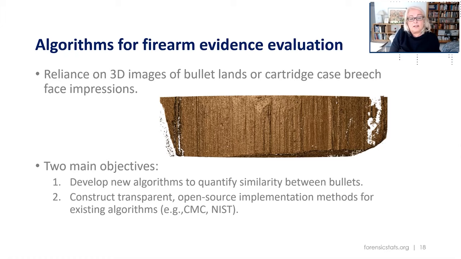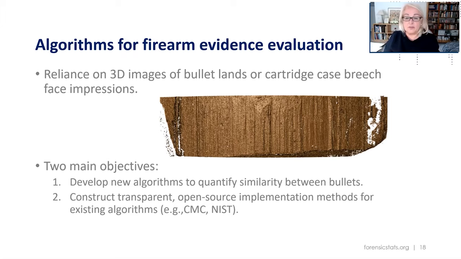And again, the two main objectives at CSAFE have been to either develop algorithms that can quantify the similarity between bullets or cartridge cases, or, since we are not the only people developing this type of algorithm, can we help with implementing others' algorithms, for example, the congruent matching cells algorithm developed by NIST researchers. Can we help with implementation by developing algorithms that are open source and in the public domain, and that are very reproducible, that, given certain inputs, always produce the same outputs.